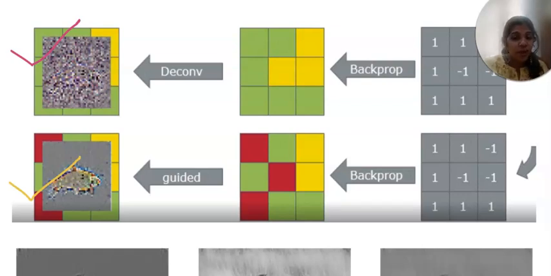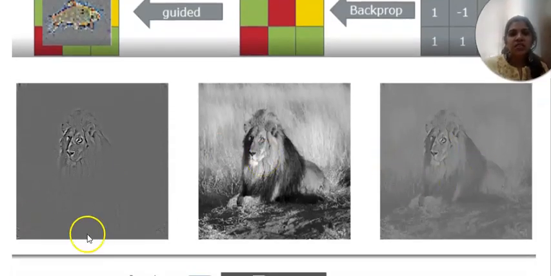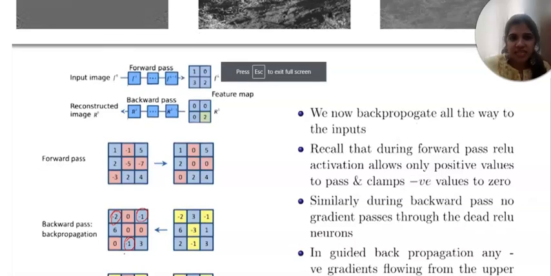So in this guided backpropagation, what happens? Along with these red squares, that is the dismissed values, we are also going to keep the yellow values of -1, -1, -1. That is the deconvolution, and the ReLU function. So this is the original image, and this is the reconstructed guided backpropagation saliency map.